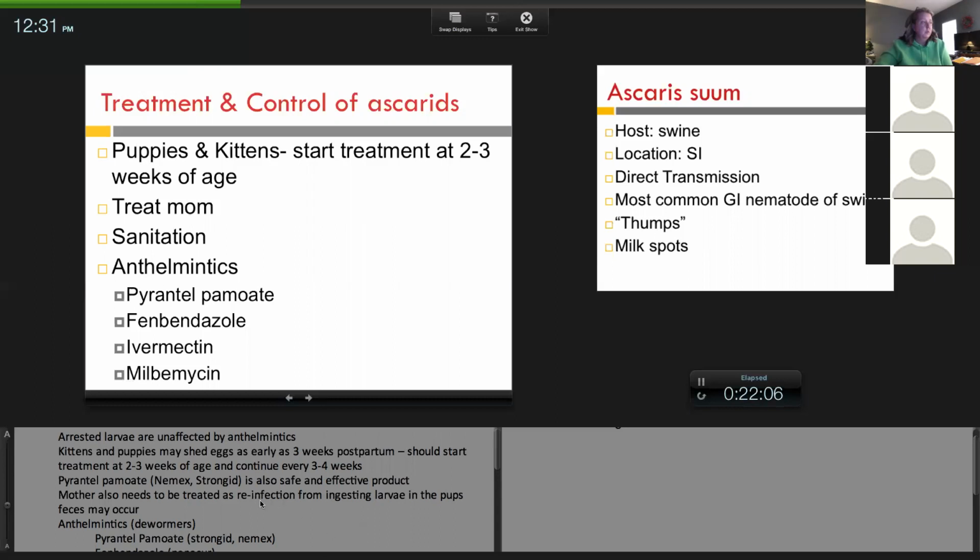The other thing is that these will be repeated every 3 to 4 weeks for about 3 treatments. So even though they get the worming at 2 to 3 weeks, it's usually going to be repeated. If it's about 3 weeks later, that's usually when puppies and kittens come in for their first exam. A lot of times the first puppy kitten exam at a clinic is an exam and a worming. Even if they've had a worming with the breeder, because of the life cycle, they emerge.